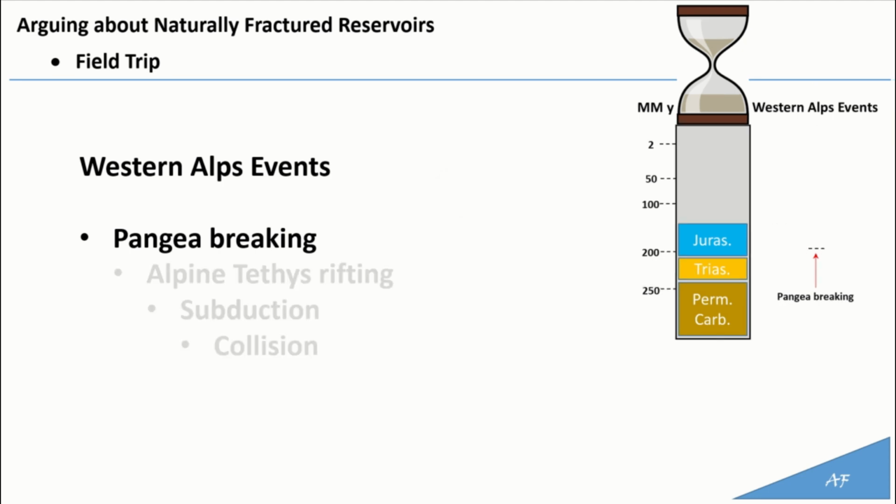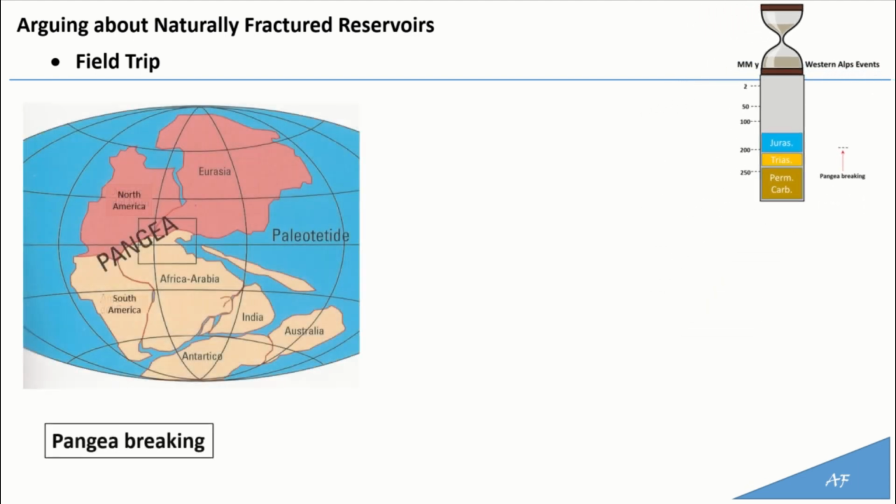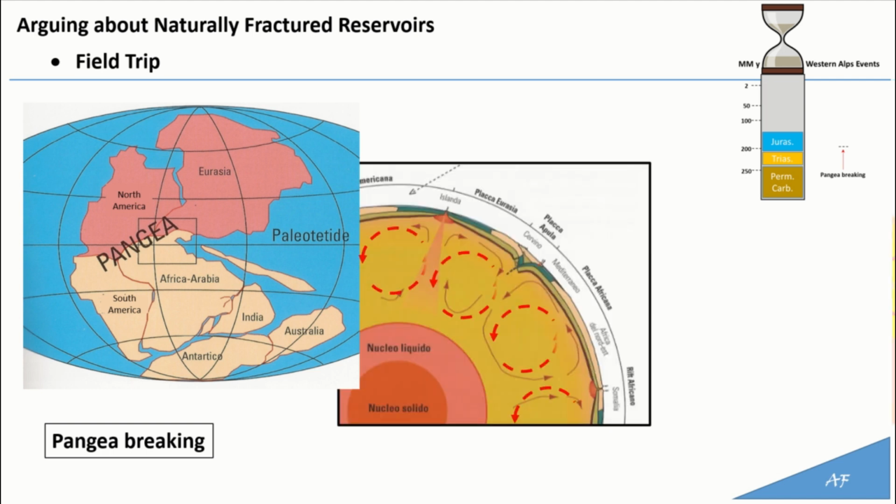Let's start focusing the attention on the first event, that is the Pangea breaking. About 200 million years ago, in the Triassic period, the Pangea continent started breaking in two continents because of extensional forces related to the convective currents of the mantle. The continent located northward is named Laurasia, while the one located southward is named Gondwana.